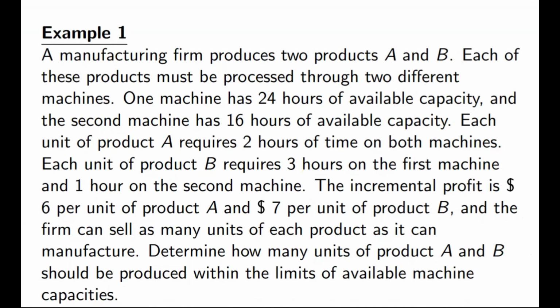A manufacturing firm produces 2 products, A and B. Each of these products must be processed through 2 different machines. One machine has 24 hours of available capacity, and the second machine has 16 hours of available capacity. Each unit of product A requires 2 hours of time on both machines. Each unit of product B requires 3 hours on the first machine and 1 hour on the second machine. The incremental profit is $6 per unit of product A and $7 per unit of product B, and the firm can sell as many units of each product as it can manufacture. Determine how many units of product A and B should be produced within the limits of available machine capacities.